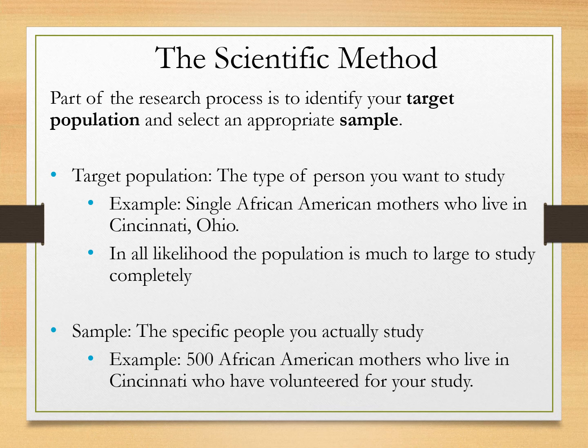So, from your target population, you choose a sample. The sample are the specific people that you actually study, and you want that sample to be representative of your target population as a whole. So an example of your sample to go with your target population here would be 500 African American mothers who live in Cincinnati who have volunteered to actually do your study.